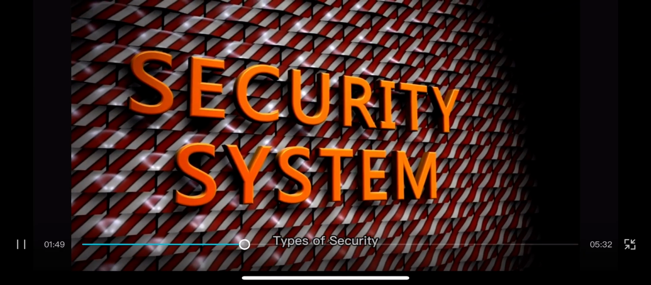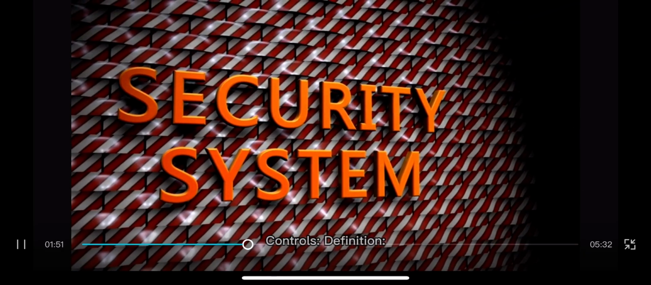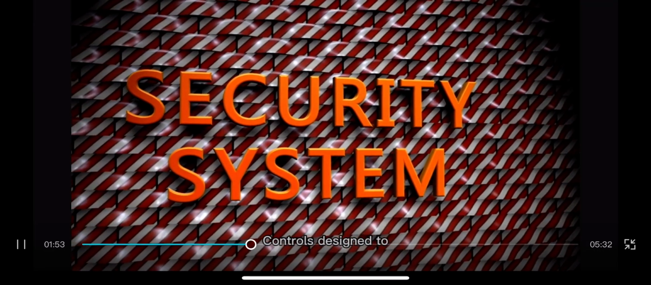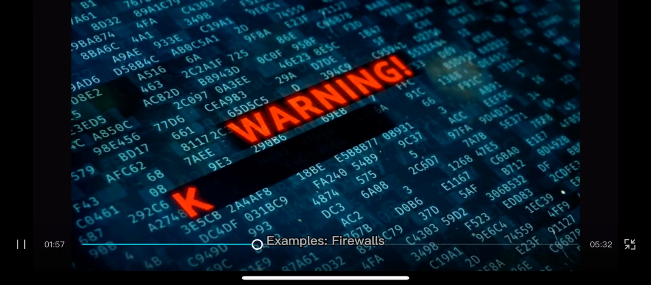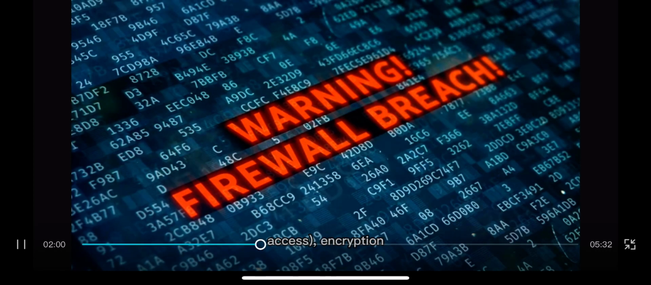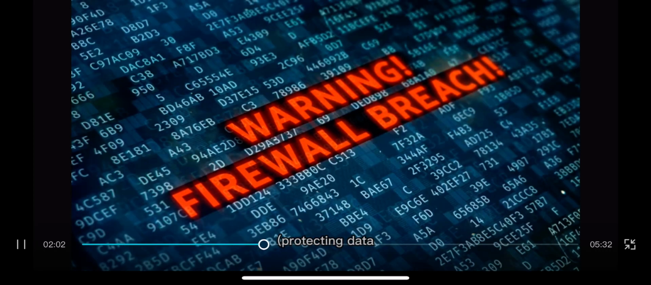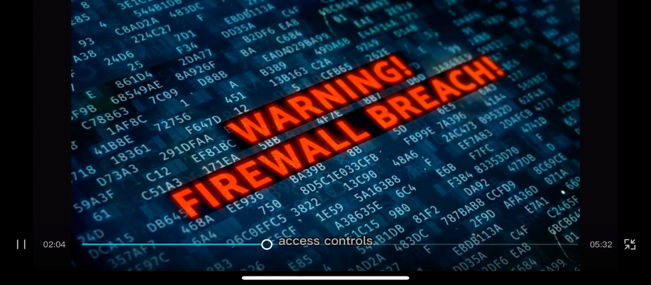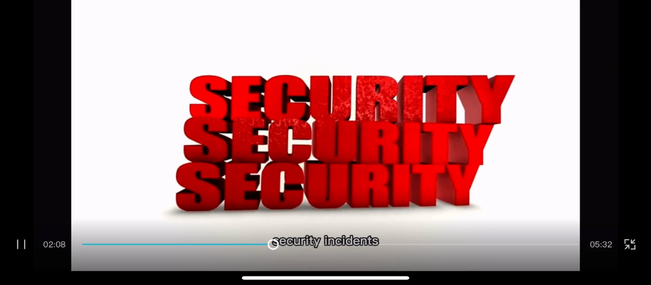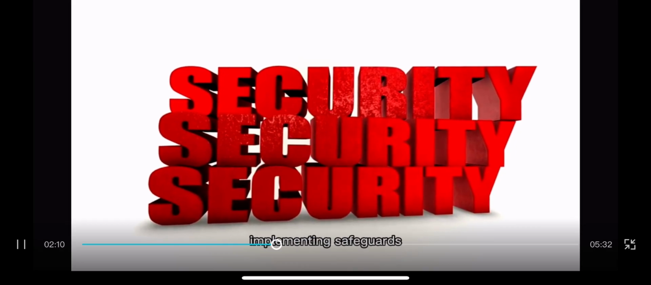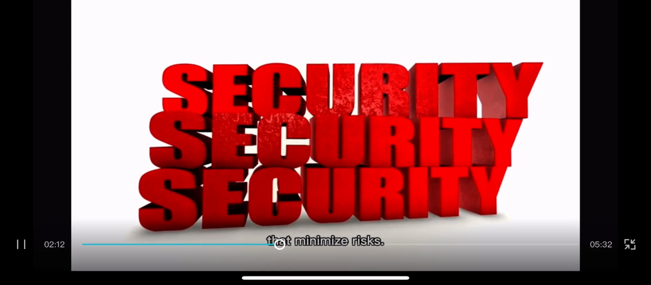Types of security controls. Preventive controls. Definition: controls designed to prevent security incidents from occurring. Examples: firewalls blocking unauthorized access, encryption protecting data confidentiality, access controls restricting user permissions. Purpose: to stop security incidents before they occur by implementing safeguards that minimize risks.